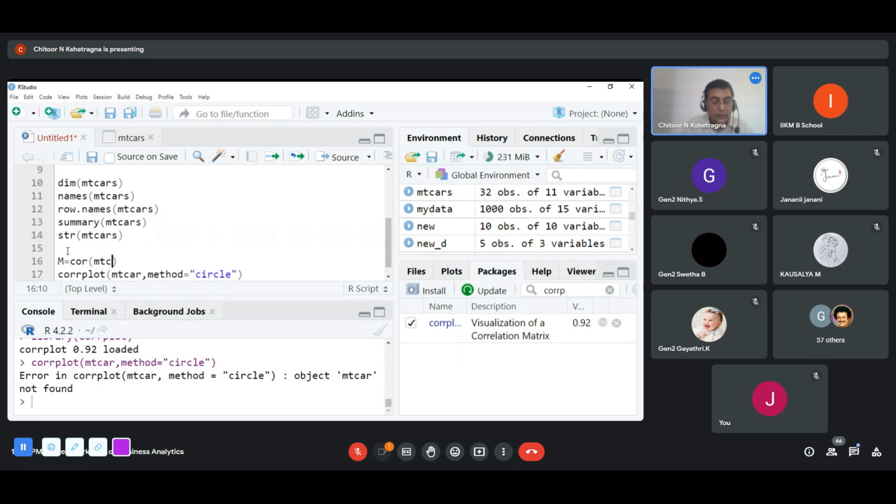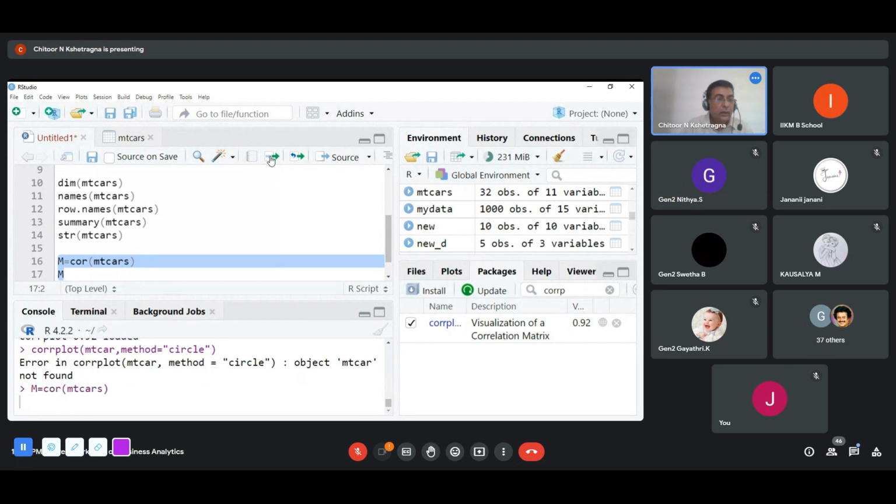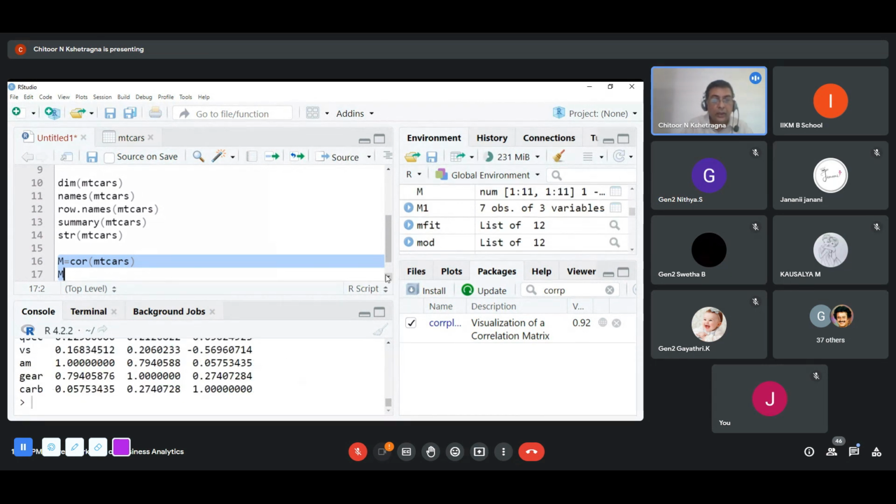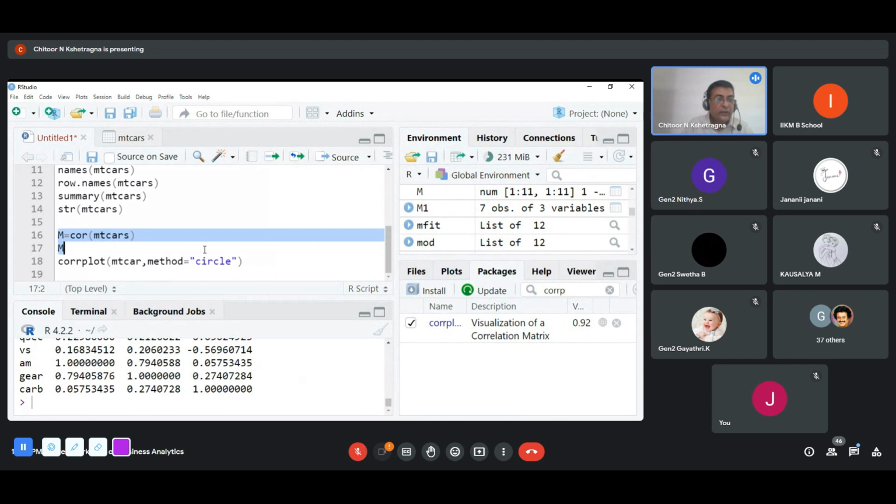Right, empty cars, and then I'm calling it with m. It's called assigning and calling. So this entire data set of empty cars is hidden in m. This is what I did. Right, so I got it here. I've got a correlation. If you know a little bit of statistics, you'll know what this correlation is.